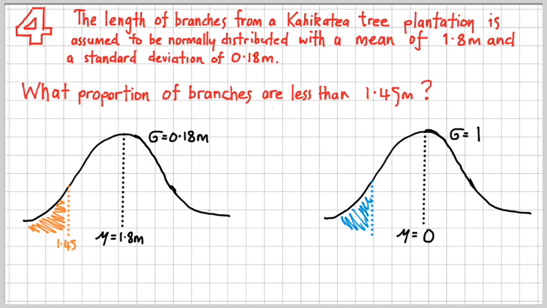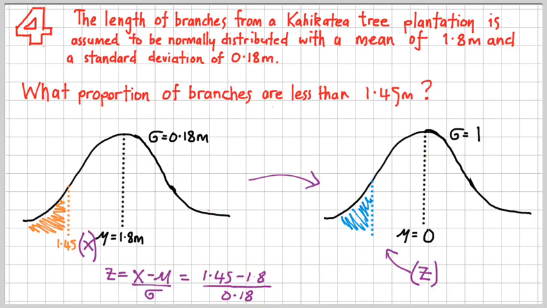Okay, a length. So I won't read that out again because it's the exact same scenario. But this time, what we are looking for is the proportion of branches that are less than 1.45 meters. So less than meaning smaller than, obviously. 1.45 is obviously less than the mean, so that's why I've put it there. And I've shaded in the relevant pieces for us as well. So again, we need to find what that number is, the z value, using our formula.